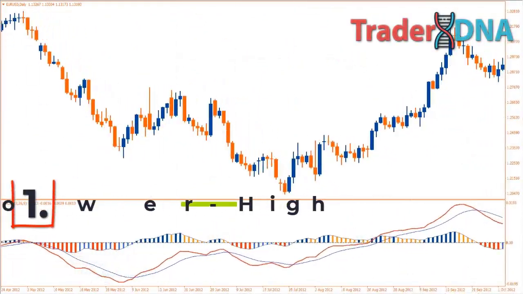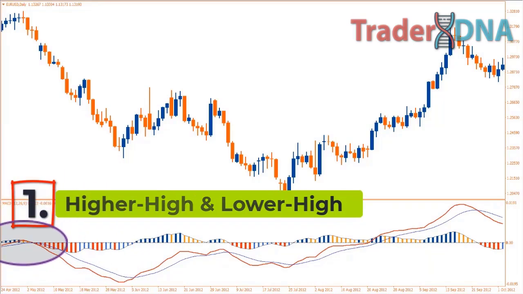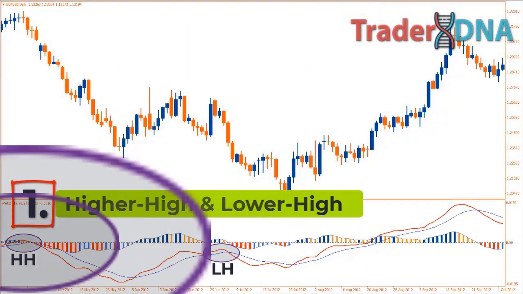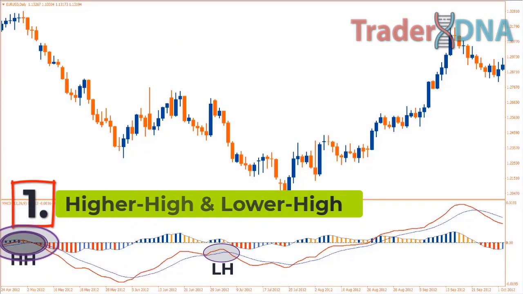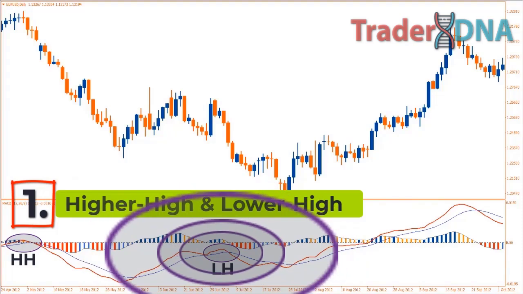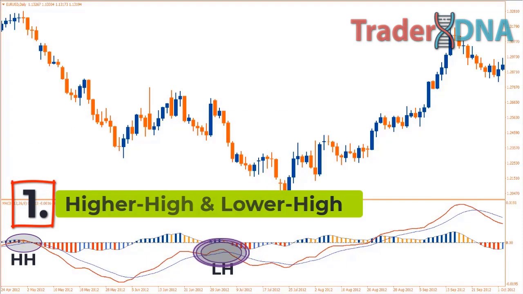Step number 1. Wait for the MACD lines to develop a higher high followed by a lower high swing point. A higher high is the highest swing price point on a chart and must be higher than all previous swing high points, while a lower high happens when the swing point is lower than the previous swing high point. This brings us to the next rule of the MACD trendline breakout strategy.